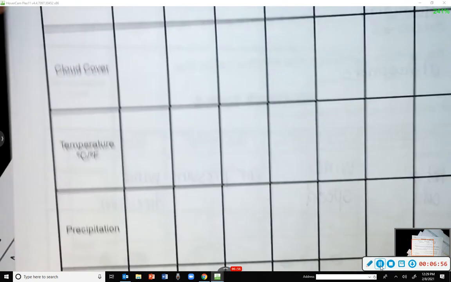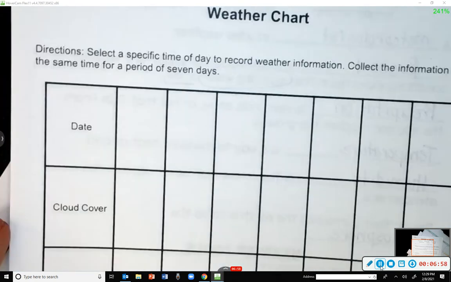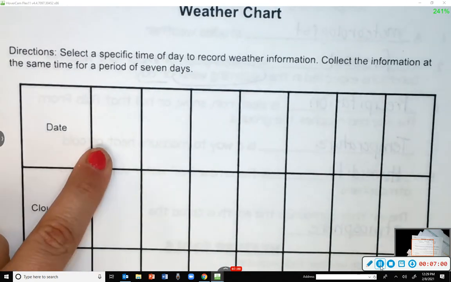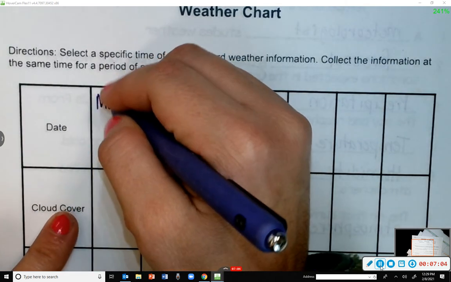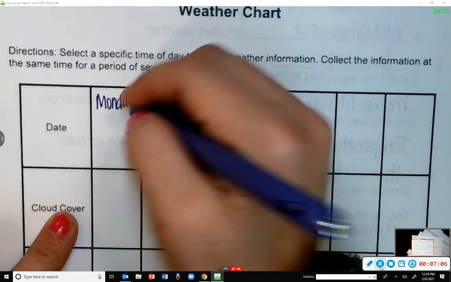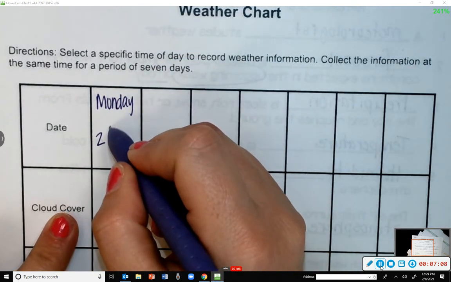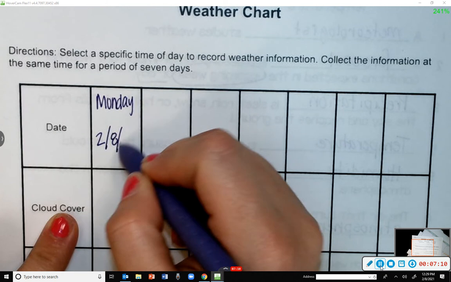Okay, now we have our weather chart to fill in. So today is Monday, February 8th. So you could just put 2/8/21.